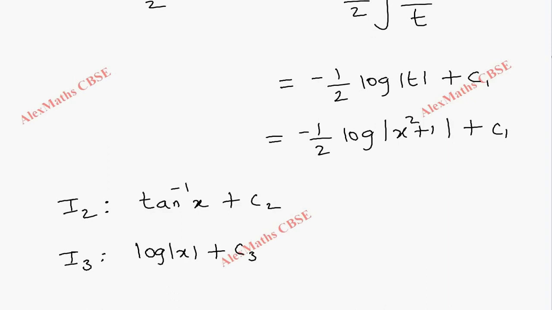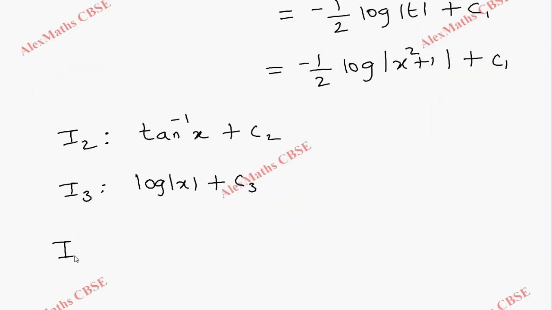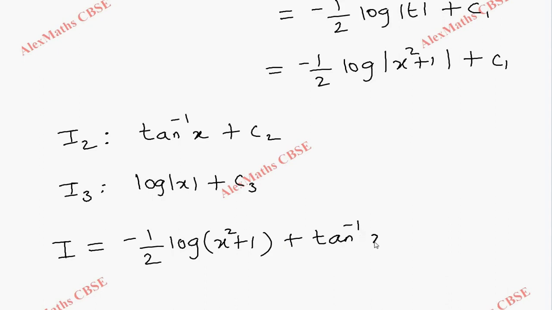Now combining all the three, we get the total value as I equal to minus 1 by 2 log of x square plus 1. Since x square plus 1 is always a positive number, it is not necessary to put the modulus. The second term is tan inverse x, and the third term is log mod x, and altogether in place of c1, c2 and c3 we can put a single constant c.